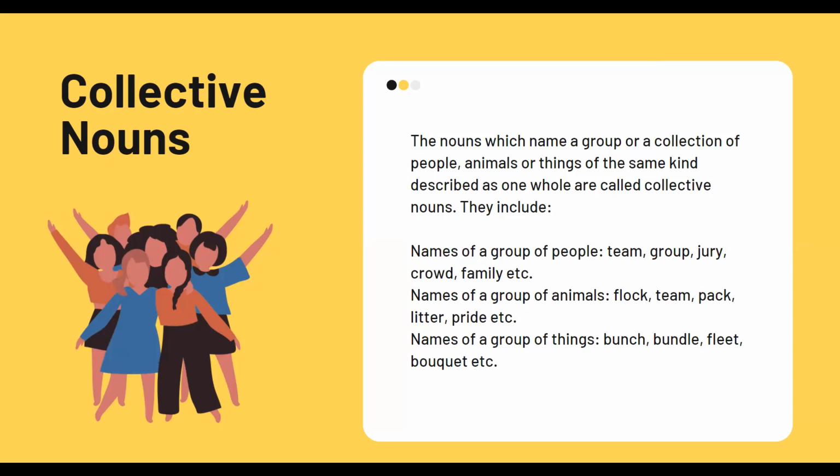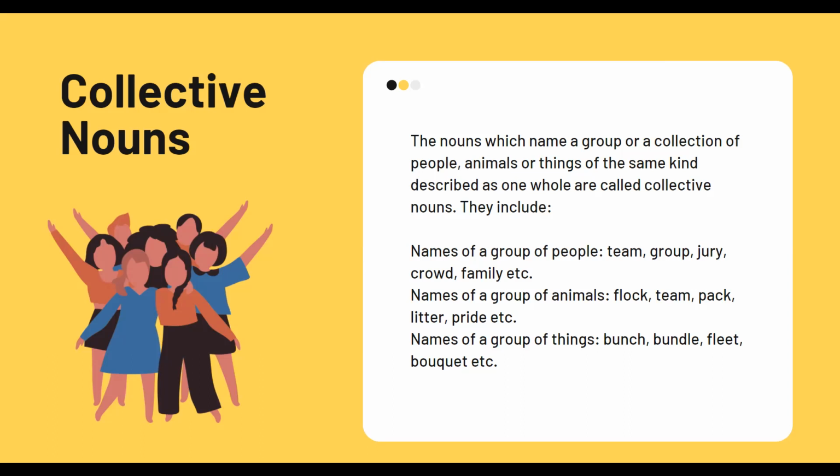For example, we use the word team, team of players, group, group of students. Jury, we use for a group of judges. Crowd, crowd is a group of persons, human beings. Family is also a collective noun.